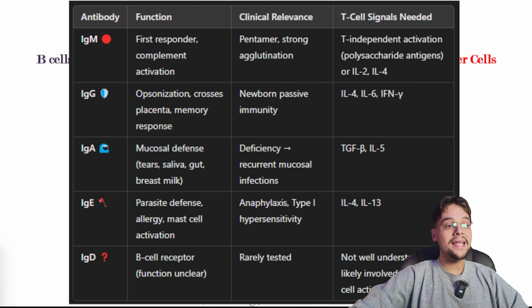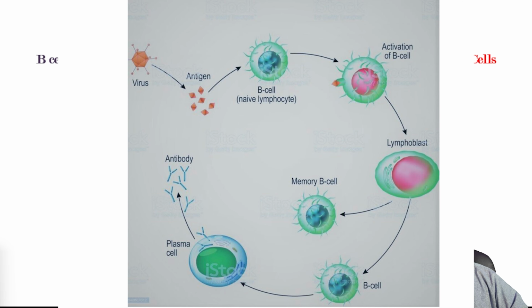So a quick summary, naive B cells are activated by antigen binding or CD4 positive T cell help. If T cell independent, they only secrete IgM or the Ig Marines. This is our weaker response. If T cell dependent, they undergo class switching, hypermutation, and memory formation.